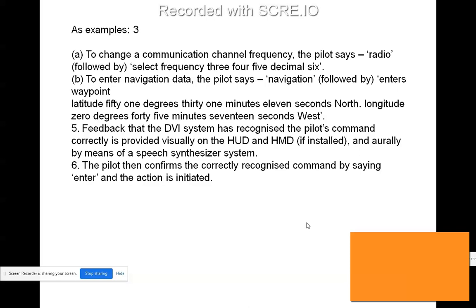The next feedback, that the DVI system has recognized the pilot's command correctly, is provided visually on the HUD and HMD. I think you all know what HUD is. HUD means what? Any one of you? What is HUD? HMD you don't know because I didn't teach you HMD. Helmet mounted display device.